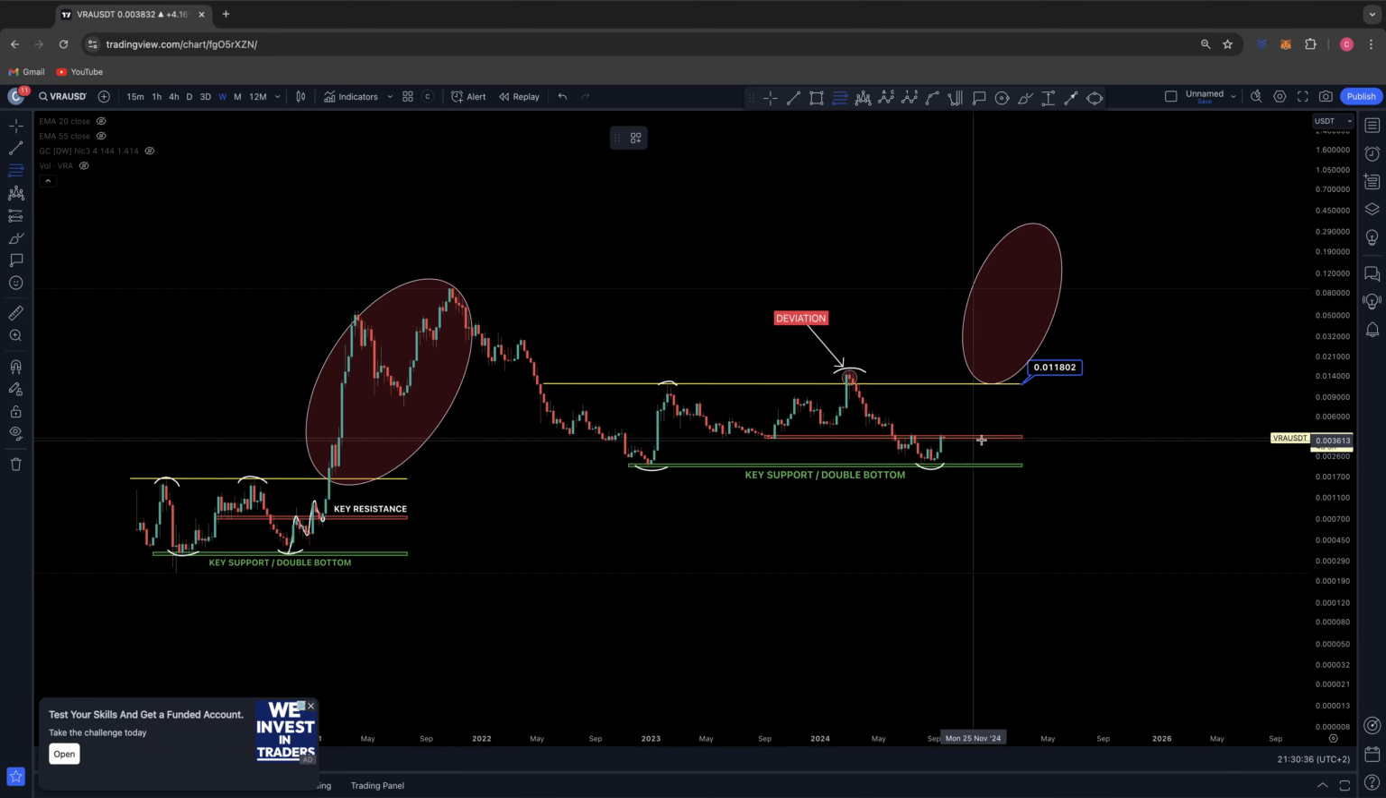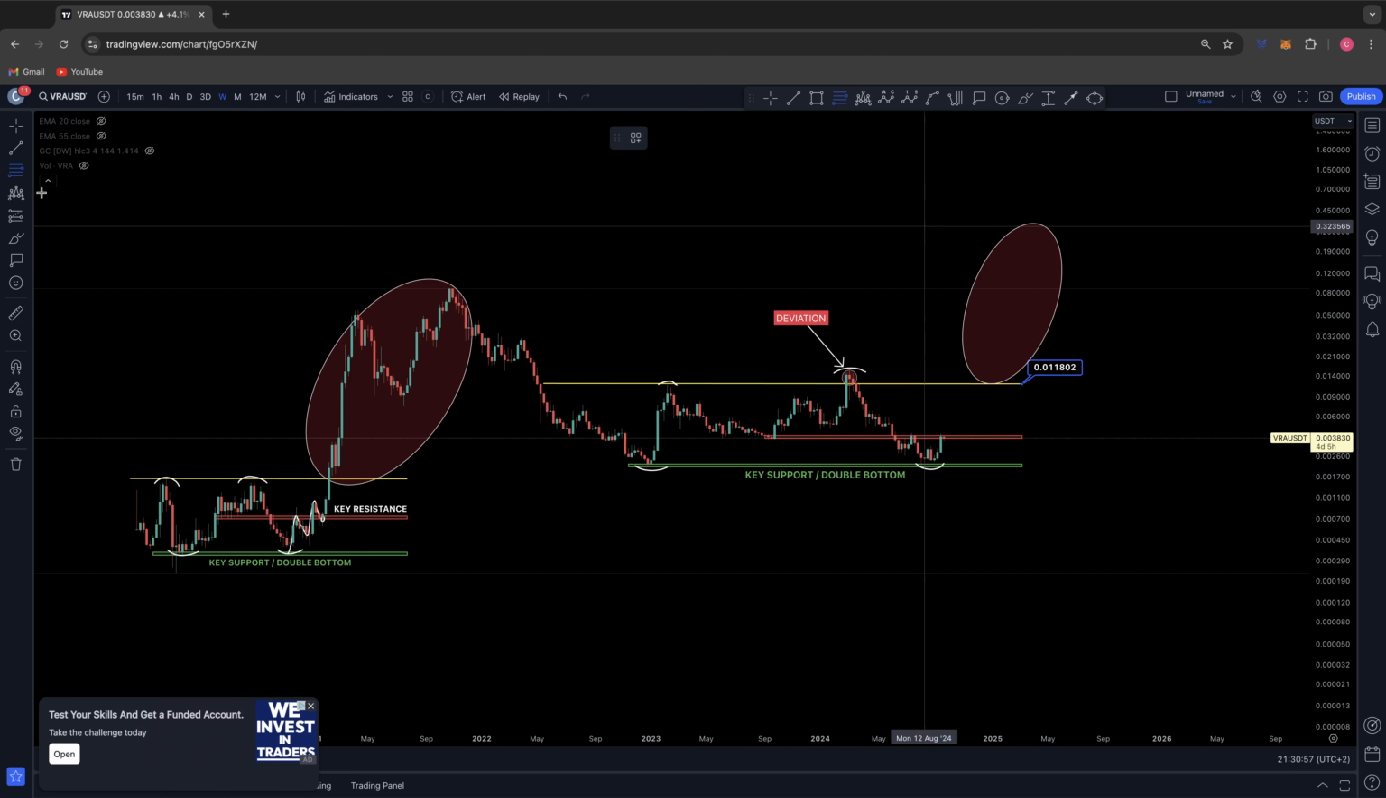We have this key level of support, this red zone here at 0.004. If you start seeing VRA getting above and closing above that, we're looking very good. But failing that, come back for a higher low, a higher level of support, look for continuation of the trend. So it's all about holding this low here we have right now and this double bottom on the key support.